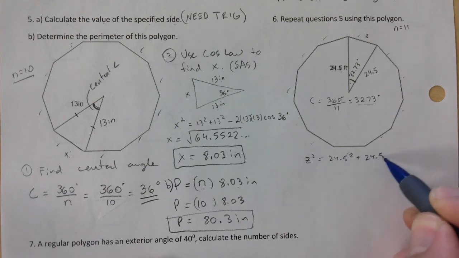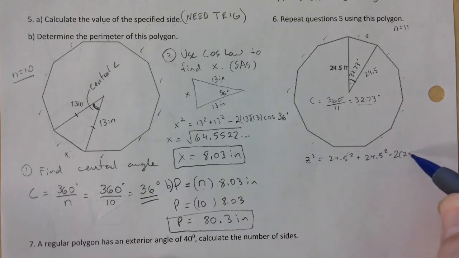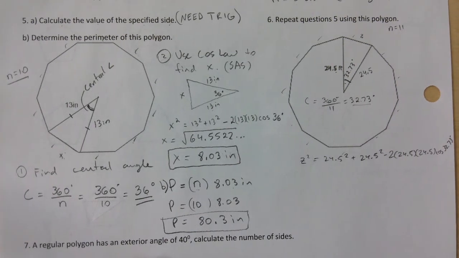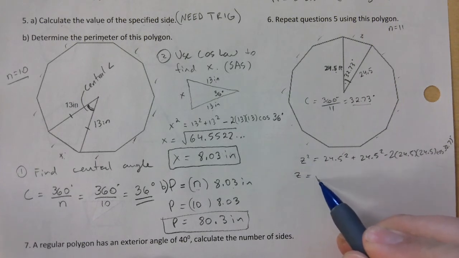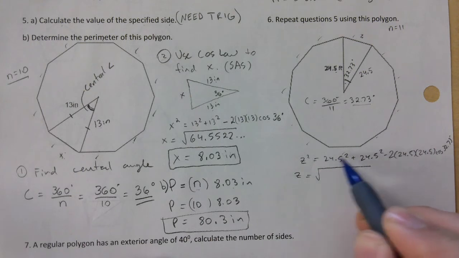And then you write out your formula. Oops, cosine of 32.73. Sorry about that. z is the square root of this whole thing.